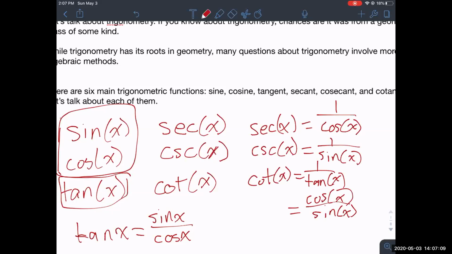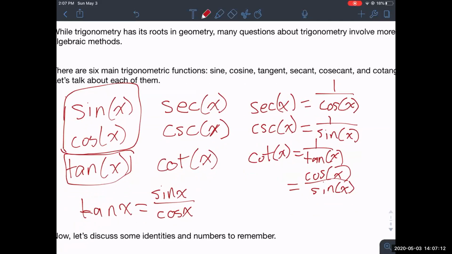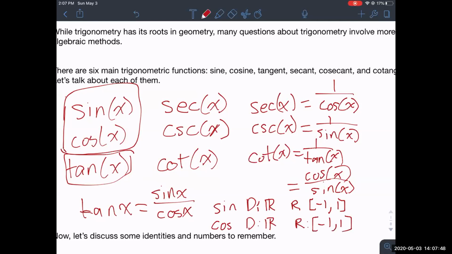Now back to the actual sine and cosine. Sine x is a function that maps from any reals. So its domain is all real numbers, and its range is between -1 and 1. Same with cosine. Domain is also all reals, and the range is between -1 and 1. We'll talk about some specific values in a bit, but that's just some base knowledge.